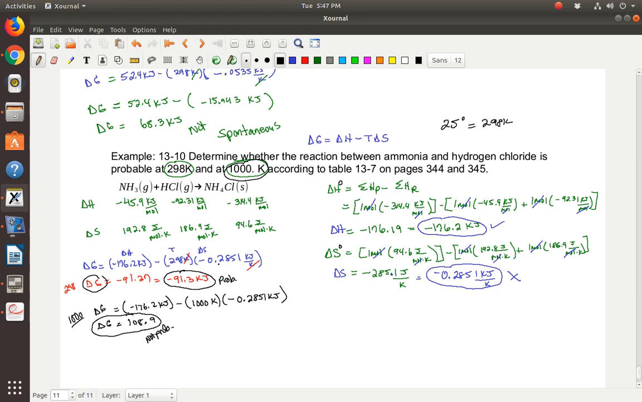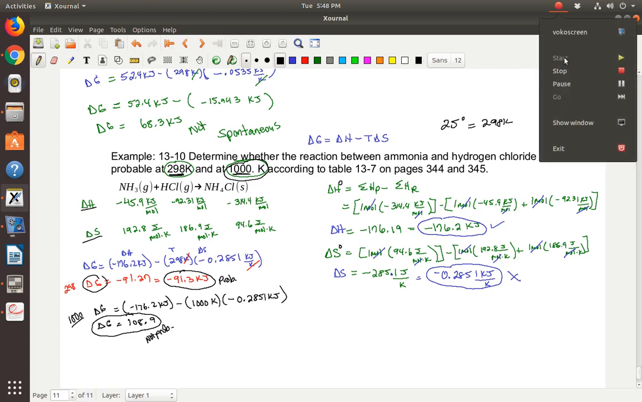So even though we don't know the exact values for the delta H's of formation and the entropy, because we only know them for 298 standard state, I can estimate what they would be. I can estimate what delta G would be by using them. And it still gives me a good idea that this would not be a spontaneous reaction.